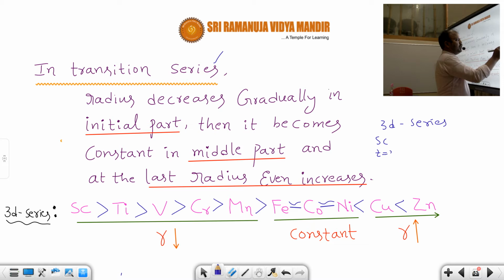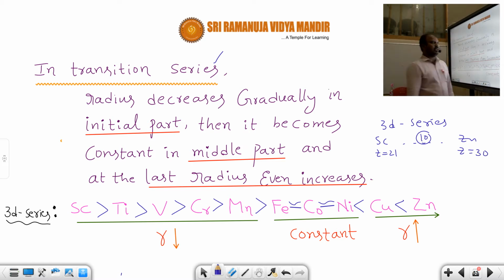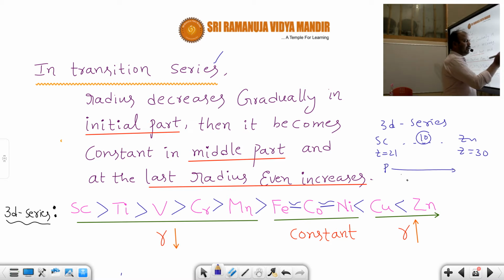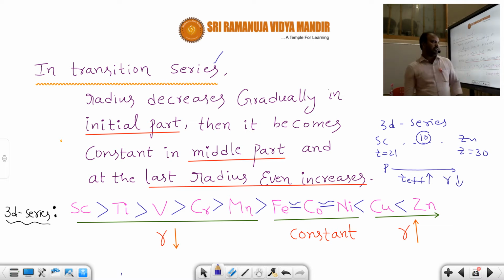3d series elements are scandium, atomic number 21, to zinc, atomic number 30. These 10 elements are called the 3d series elements. Scandium to zinc is the period. In a period, what is the general trend? From left to right along the period, effective nuclear charge increases. That's why the radius decreases. So according to that, scandium has the larger atomic radius.